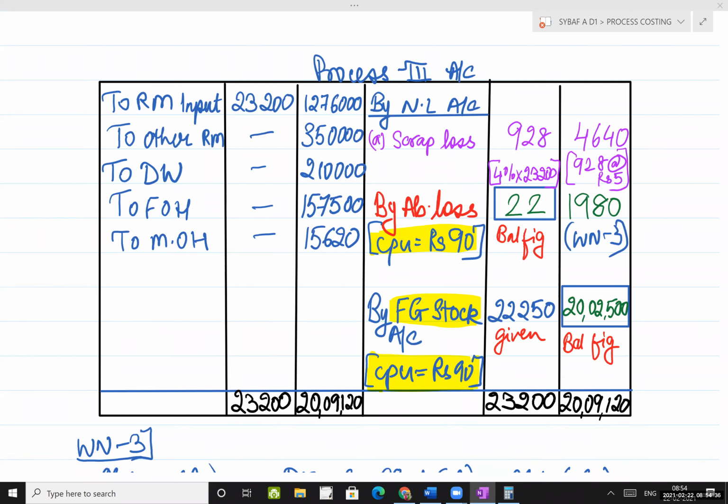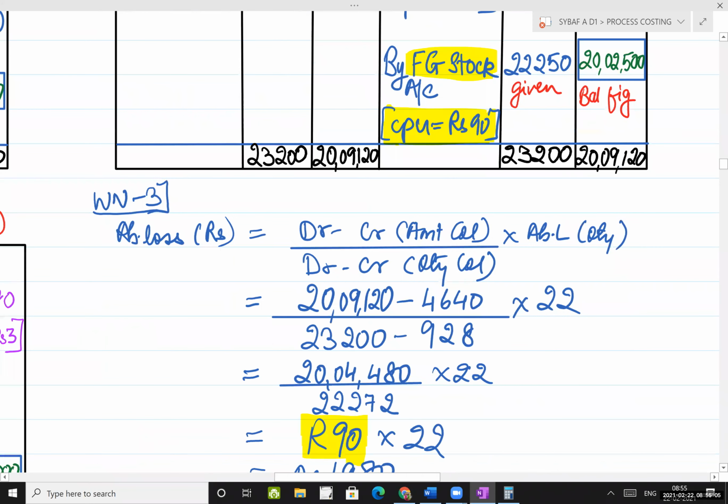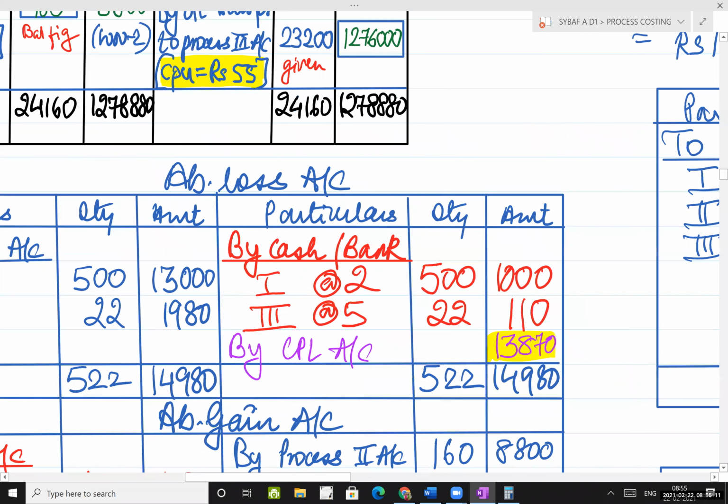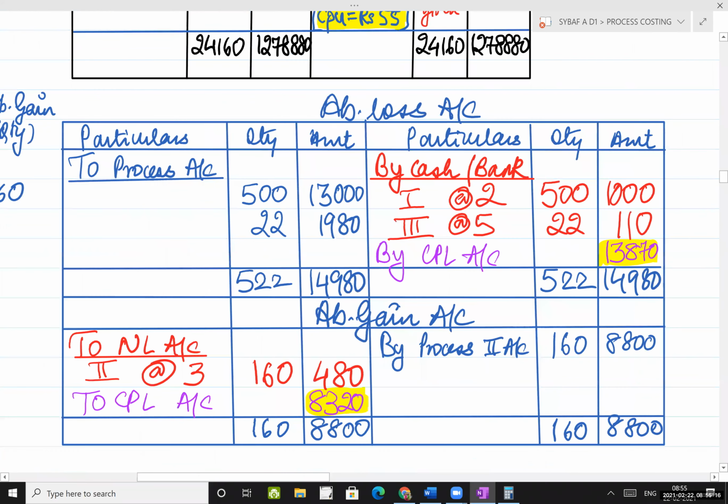Okay, fine, great. Now apart from these three ledgers, there are also other main ledgers like abnormal loss account, normal loss account, and abnormal gain account. These ledgers are also part of your syllabus, including abnormal loss, normal loss, and abnormal gain. And even P&L. But this is not a sum based on profit and loss, so we will not make it. So let us come to the abnormal loss account.